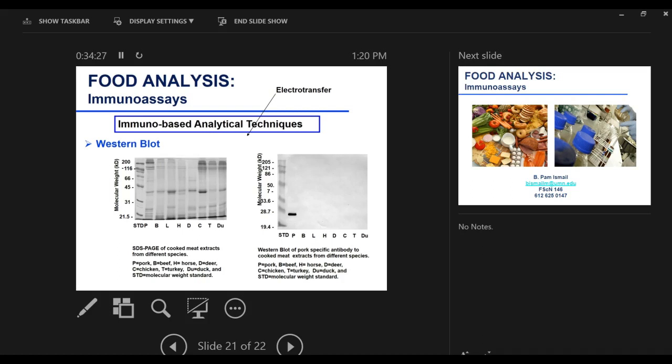In this case, it's a one-dimensional gel, and you're looking at a specific protein for pork, and then you incubate with an antibody specific to that, and after you transfer and blot and everything, you see only that one spot that reacted to that one specific antigen.